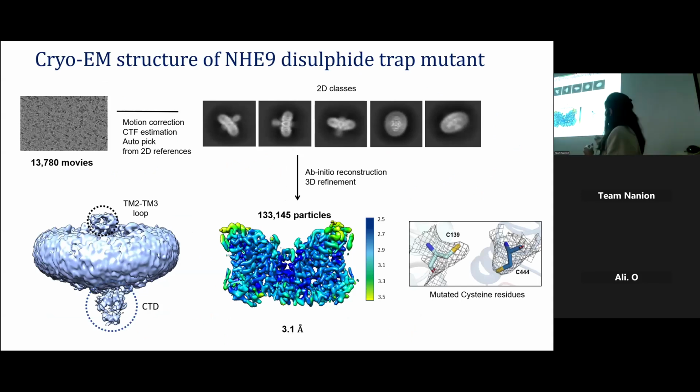We could see that now the 2D particles have the density for the loop domain and also some density for the C terminal of NHE9. And after resolving the structure, we could see that the cysteines were not actually trapped. So maybe because of the lipids, the structure was better resolved, and we could also get the lipids at the dimer interface.